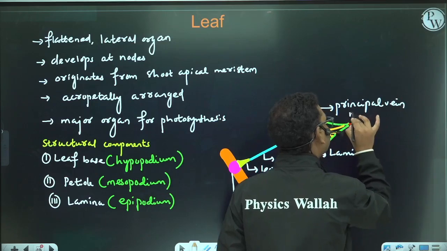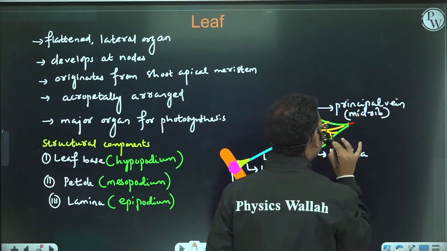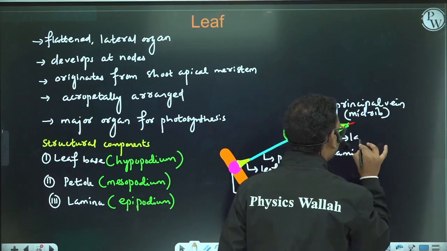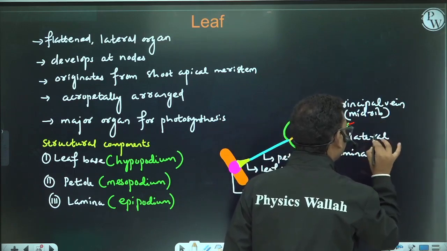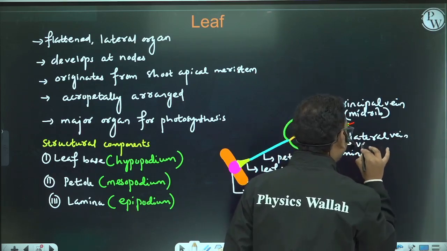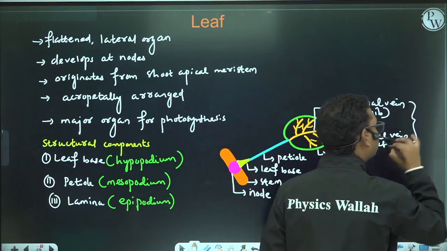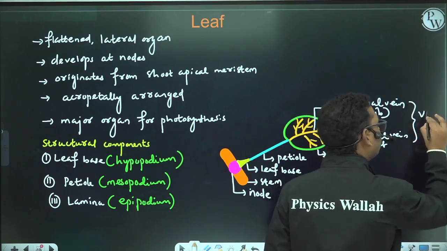Okay, principal vein is also known as midrib. What do you call this as? Midrib. Okay, and it has lateral vein. Lateral vein. Okay, and this ultimate branch is called as veinlet. What do you call that as? Veinlet. Okay, and all these structures, they have vascular tissue.